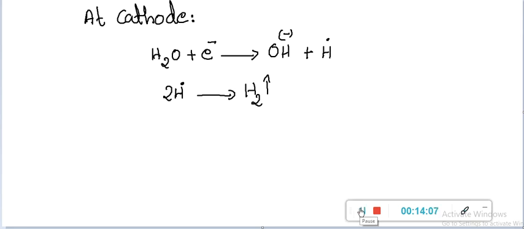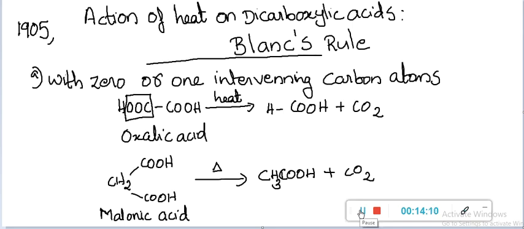Another important reaction is action of heat on dicarboxylic acids, and it is also called Blanc's rule. Blanc is a scientist who found this reaction.